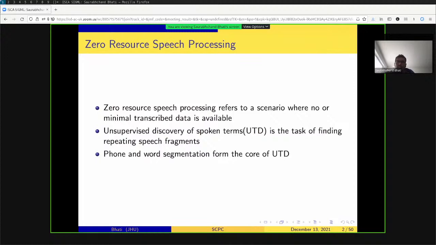But both of these methods rely heavily on segmenting the speech into phone-like or word-like units. And for the remainder of the talk, when I say phone segmentation or word segmentation, I mean phone-like segmentation and word-like segmentation. We are attempting to divide the speech into phone-like units, but it does not always resemble phone units.